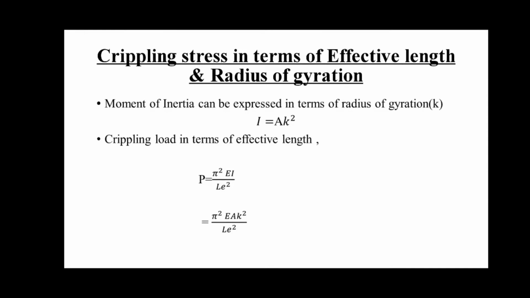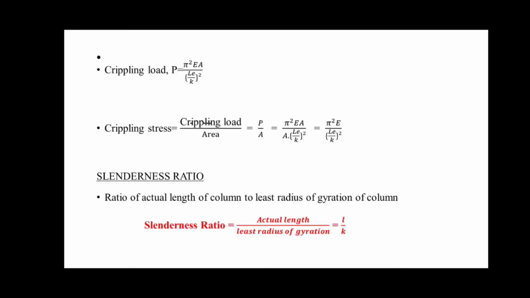So here the moment of inertia can be expressed in terms of radius of gyration k, that is I is equal to A K square. Then we know that the crippling load in terms of effective length is P is equal to pi square EI by LE square. Then finally the crippling stress will be equal to pi square E by LE by K the whole square. So this equation needs to be memorized for doing any problem solve. That's not much important. Next is slenderness ratio.